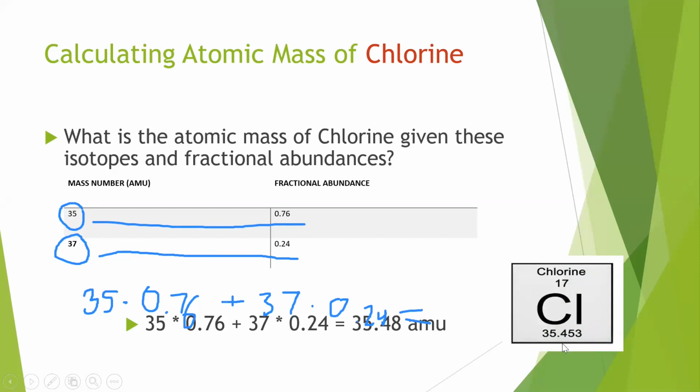And looking at a periodic table, it's 35.45, which is really close, so that's a good thing. It's off because of the significance of the number of digits in my fractional abundance. I rounded it to the hundredths place, but there are a lot more decimals, and that might slightly change the answer. So just to recap, to find the atomic mass, you just take a weighted average, which is what I just did.